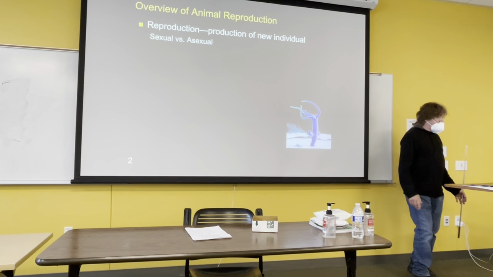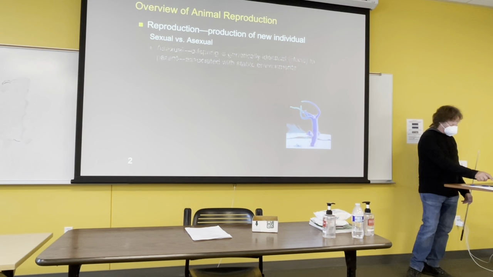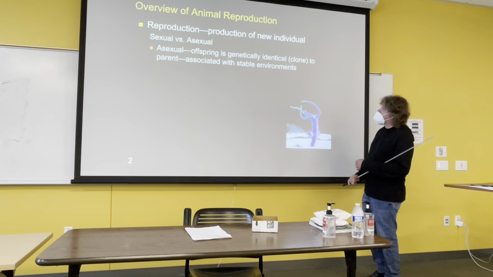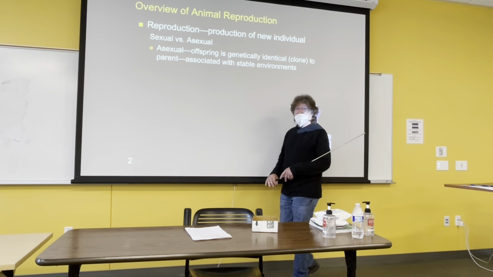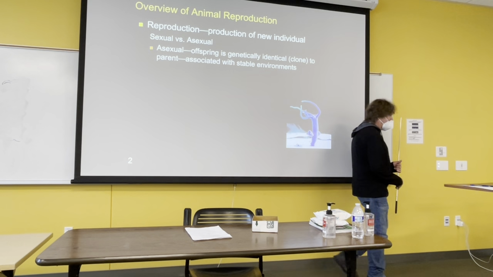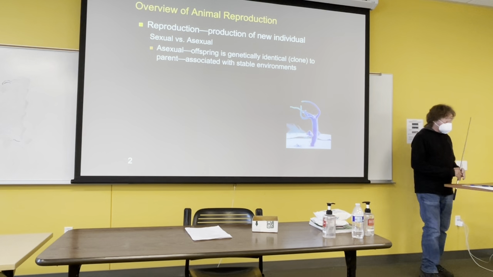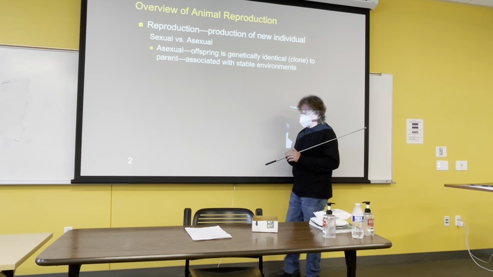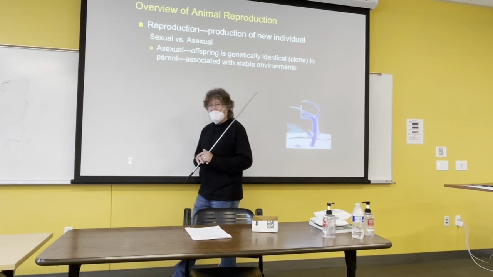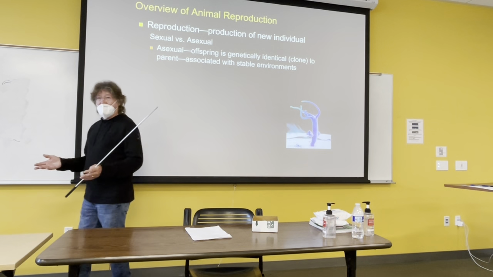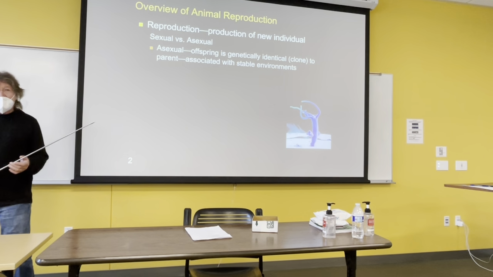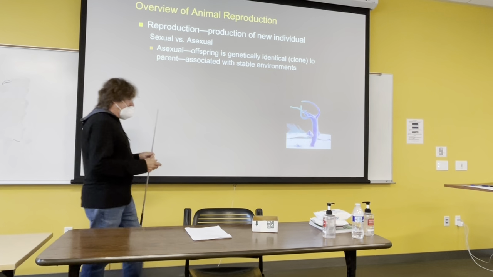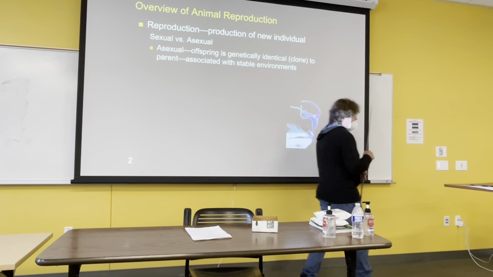This production of a new individual can be sexual, involving meiosis, or it can be asexual. Asexual reproduction is producing offspring that are identical genetically to the parents from which they came. Oftentimes with animals, asexual reproduction seems to be connected with animals living in very stable environments, primarily marine habitats, where things don't change very rapidly. It's very rare among terrestrial animals because terrestrial habitats change very rapidly and frequently.